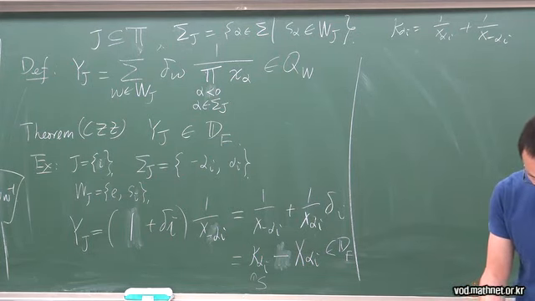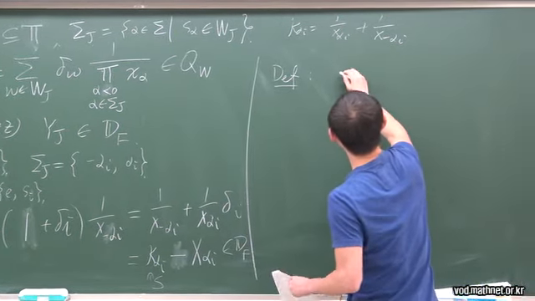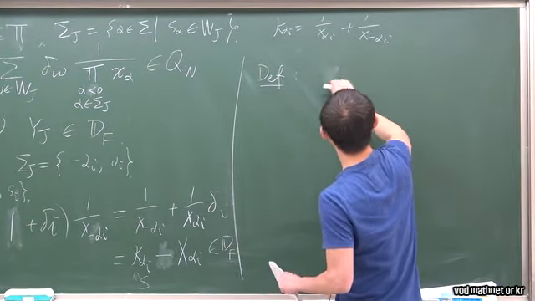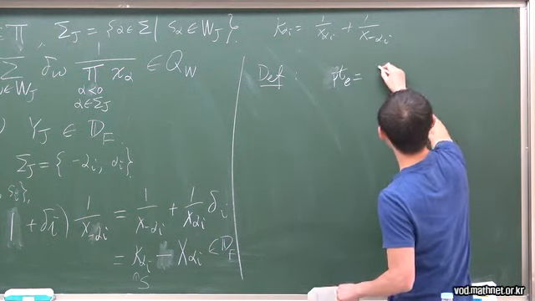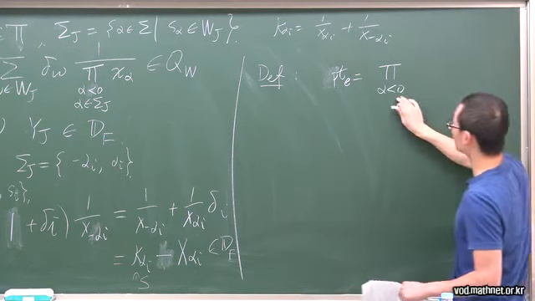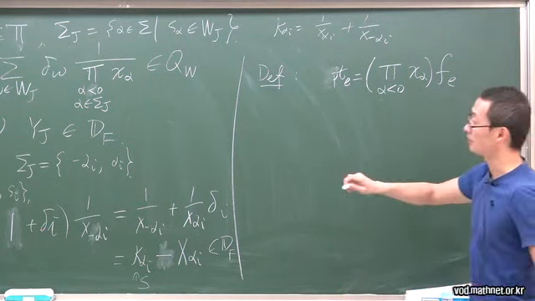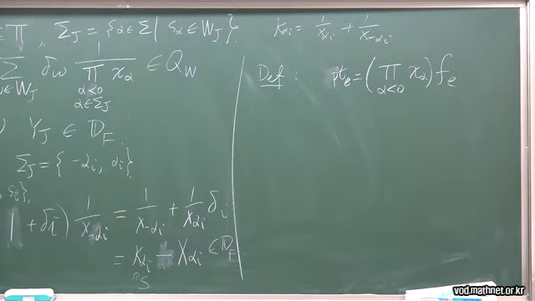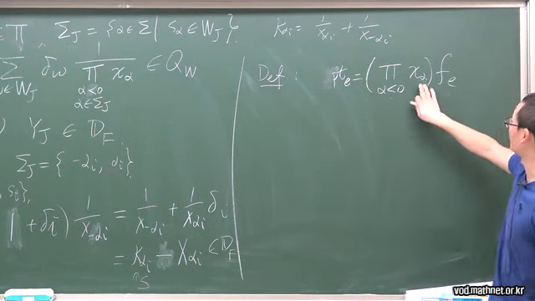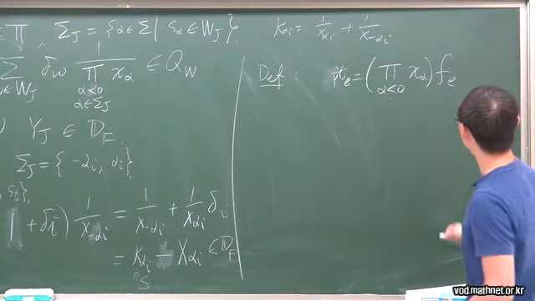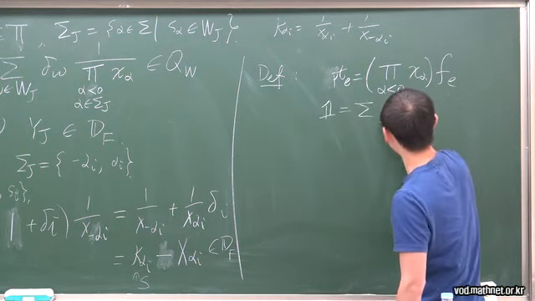So that's the first element that we need. The second element is this one. So we define x_E to be this element, the product of x_alpha over all the negative roots. F_E is one of the elements in this basis, and you take all the negative roots and take the product of x_alpha. That's the second element, and this one, as we mentioned.